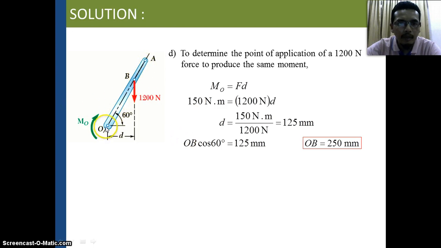But we want to find the location on arm OA. So we have this D, we have this angle, and we need to find this hypotenuse. So using cos 60, OB multiplied by cos 60 is equal to 125. The final answer, O to B, is 250 mm.